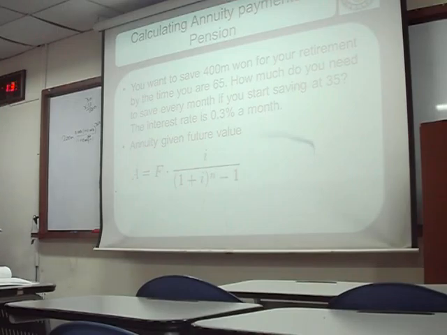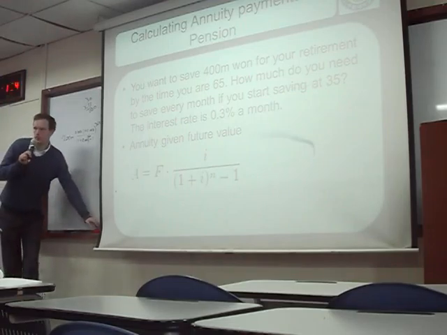And we want to know how much we need to save every month to get this much money. Okay, so we use this equation: annuity equals future value times interest rate over (1 plus the interest rate) to the power n, minus 1. Again, it's monthly. So you should be getting better now.